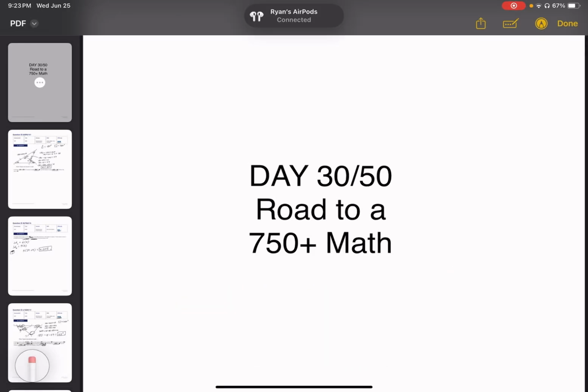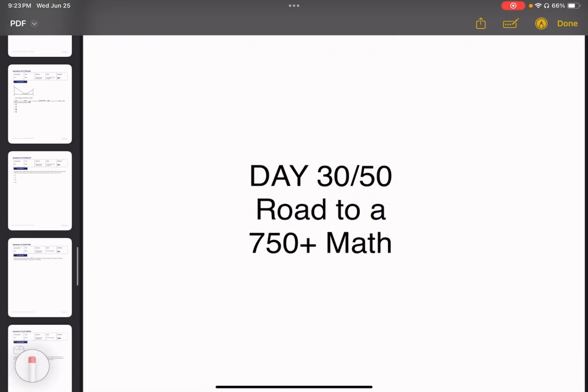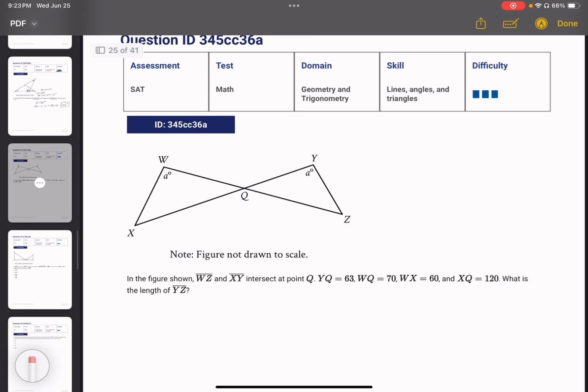Everyone, if you made it this far, you've come a long way, and I'm sure you're going to score a monster score on the August SAT. So, day 30 out of 50 now, and we're going to be working on more geometry and trigonometry questions. We're going to tackle 5 of them today, and we're going to start on this one over here.